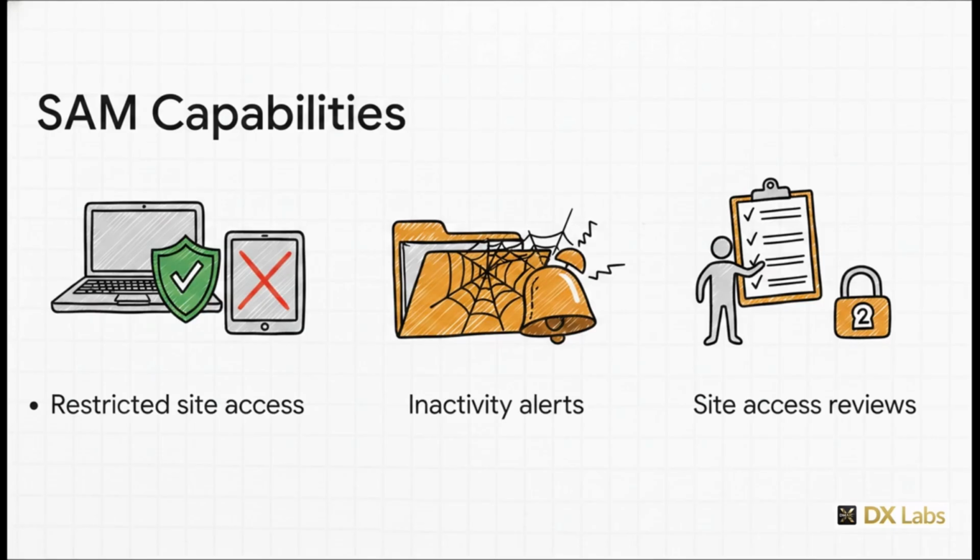Next, inactivity alerts. If a project site hasn't been touched in, say, 6 months, SAM flags this stale project so you can archive it before it becomes a security liability. And finally, site access reviews. SAM forces site owners to periodically confirm who should still have access, and it integrates directly with conditional access policies to enforce requirements like multi-factor authentication before a user can even view the site.